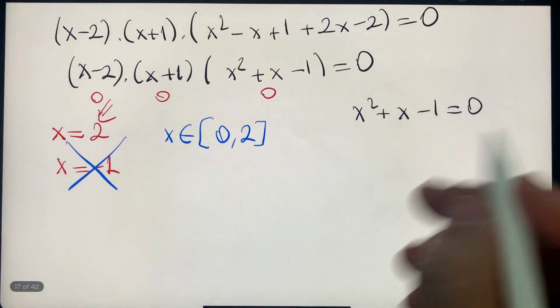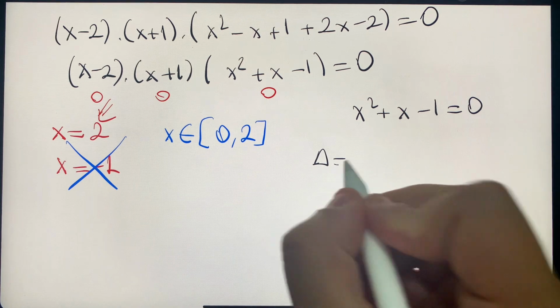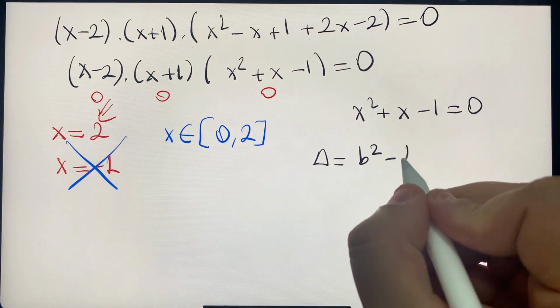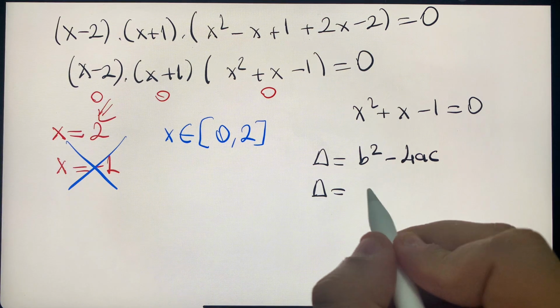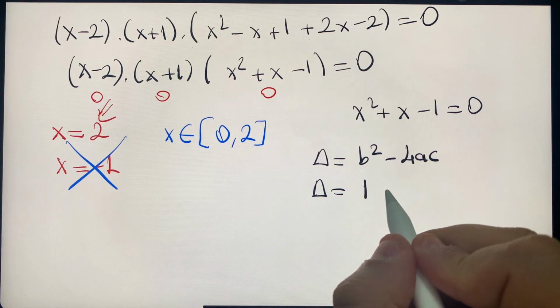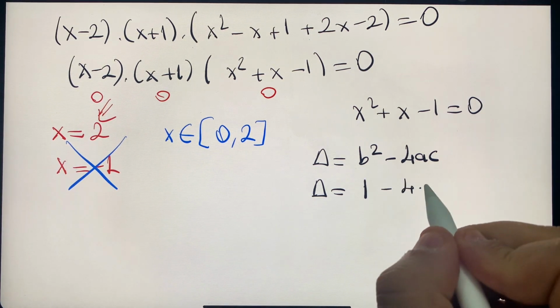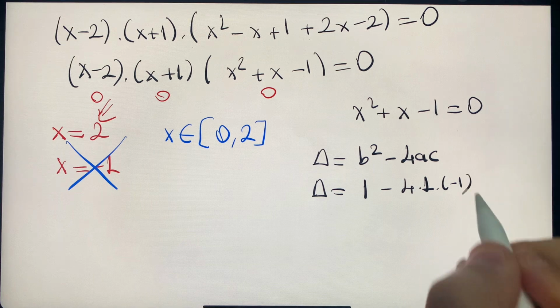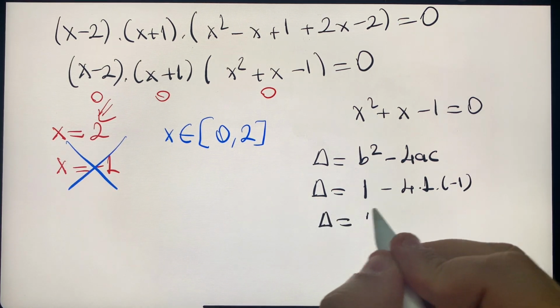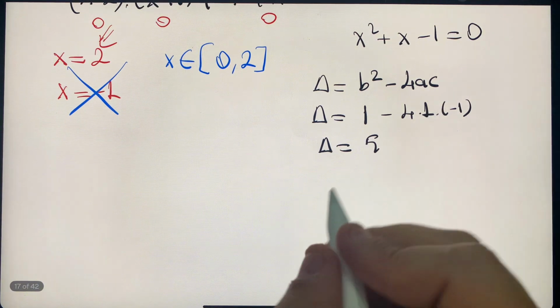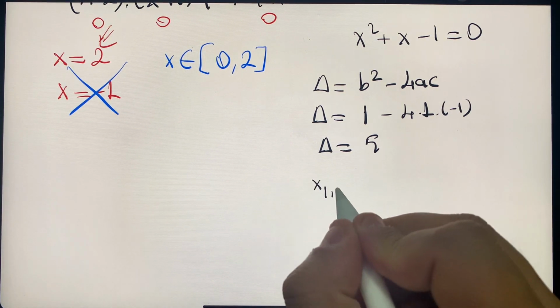Use delta, or discriminant. What did we call delta? b squared minus 4 times a times c. I say delta equals b squared, how much is this? 1 squared is 1, 4 times a is 1, c is what this is. What will come in the value we call delta, friends? 5. Now if you want to find the roots of this, let's say x 1, 2.